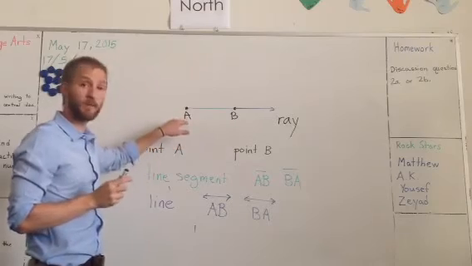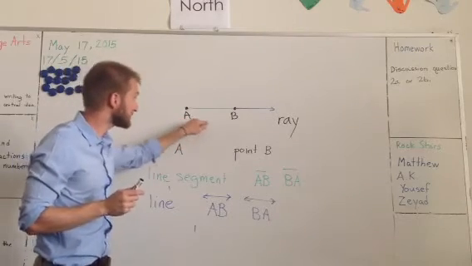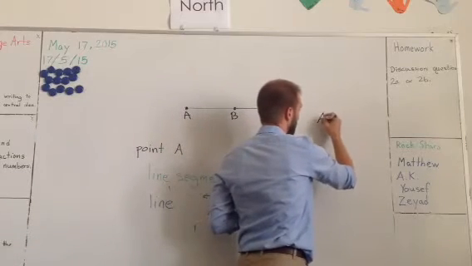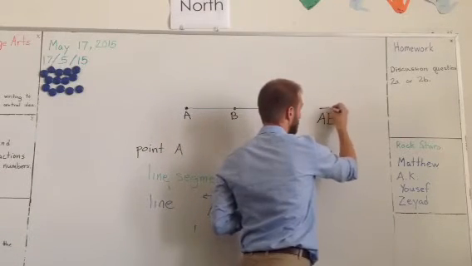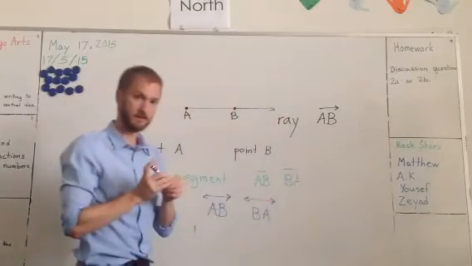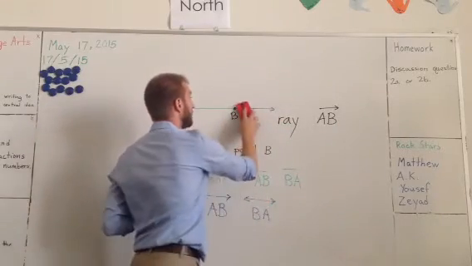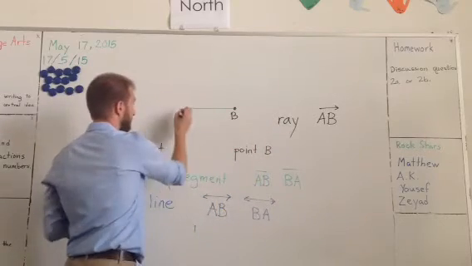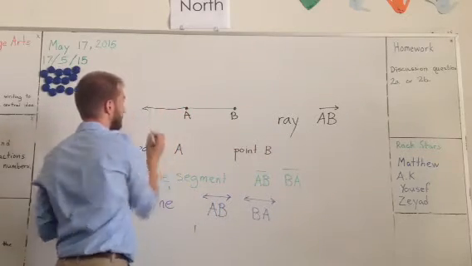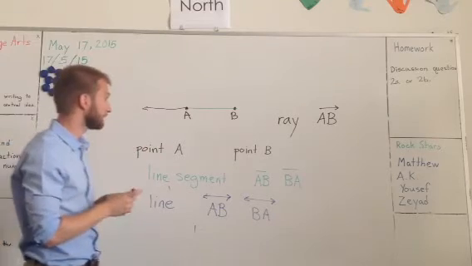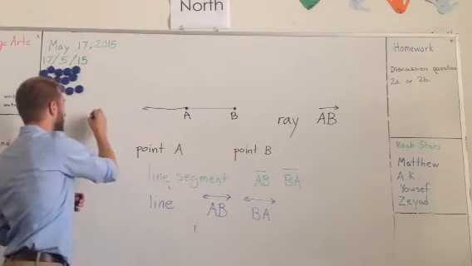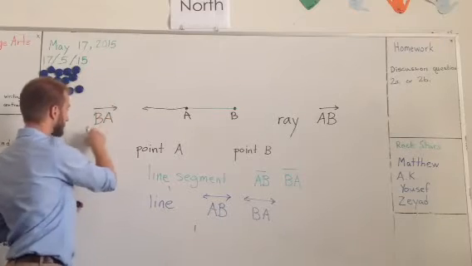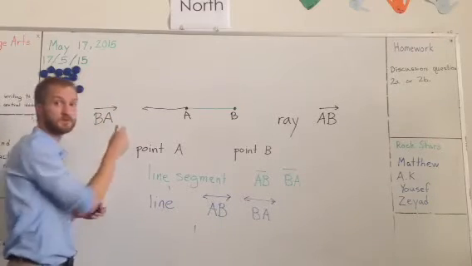So here, because my ray starts at point A, passes through point B, and keeps going on and on forever, I call that ray AB and write it like that. However, if my ray starts at point B and keeps going on and on and on in this direction forever, I would call that ray BA, because it starts at B, passes through A, and goes on and on forever.